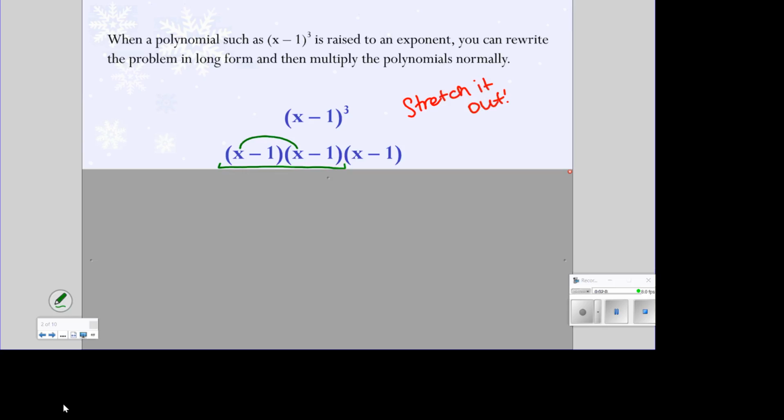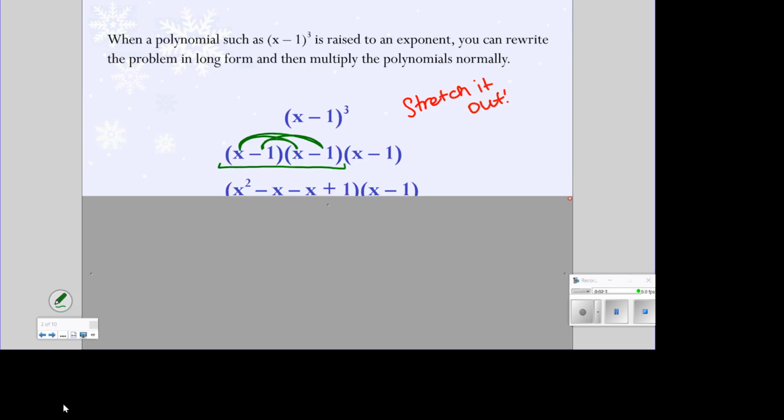x times x is x squared. x times negative 1 is negative x. Negative 1 times x is negative 1x, and negative 1 times negative 1 is positive 1. So that is what I now have. Remember to keep parentheses around what you get and to bring down that x minus 1. We have not used it yet, so you have to keep bringing it down.